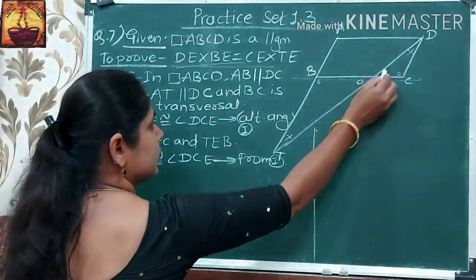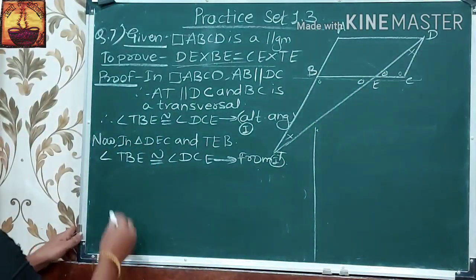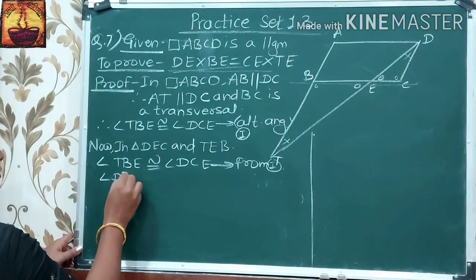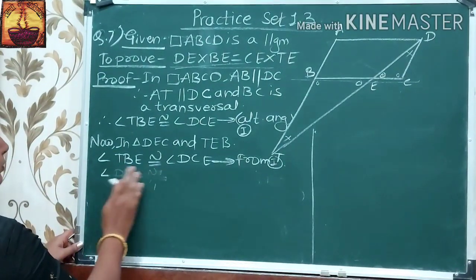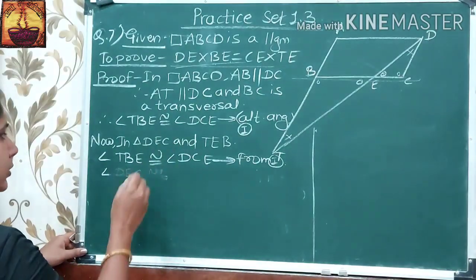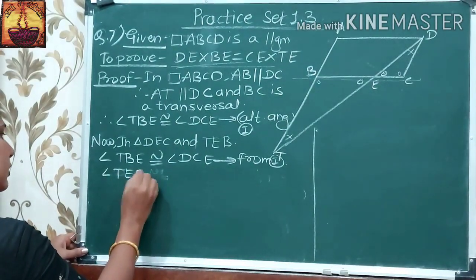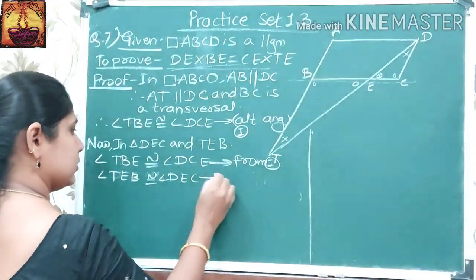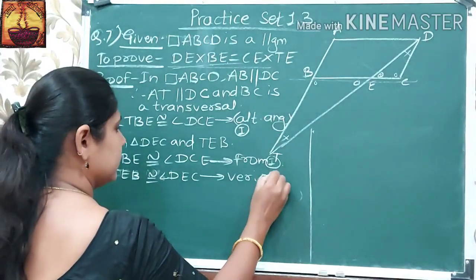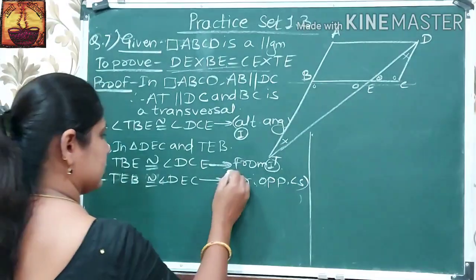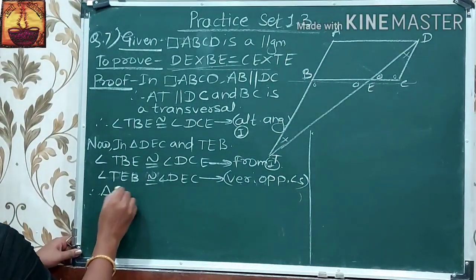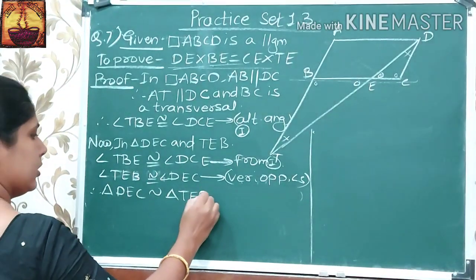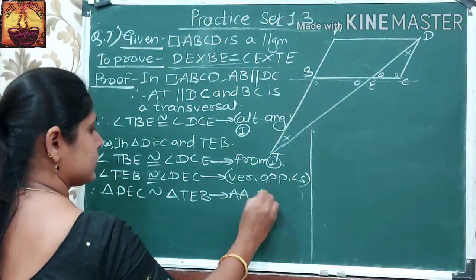And second is vertically opposite angles: angle TEB is congruent to angle DEC. These are the vertically opposite angles. Therefore, these two triangles, DEC is similar to triangle TEB by AA test of similarity.